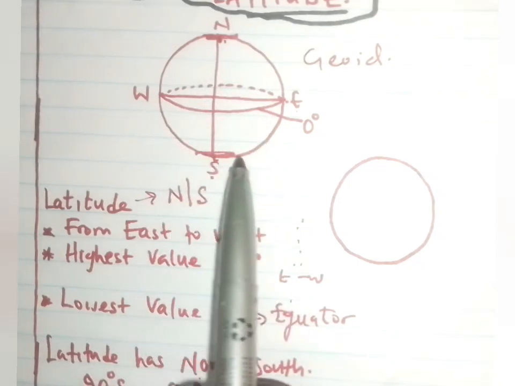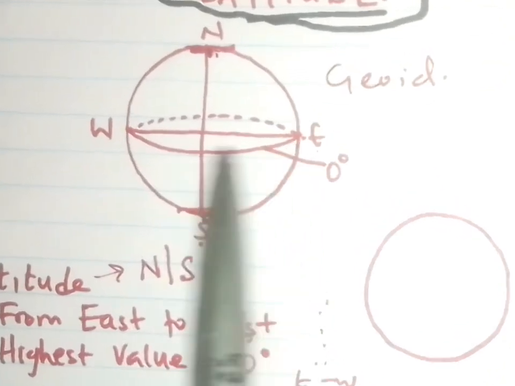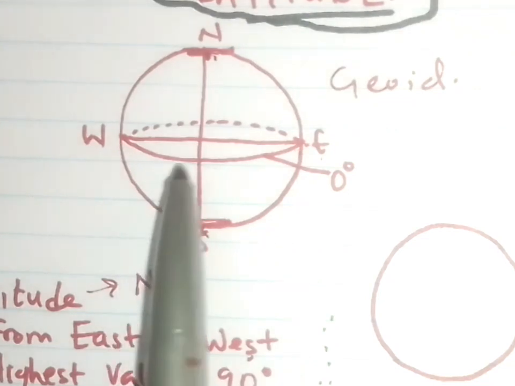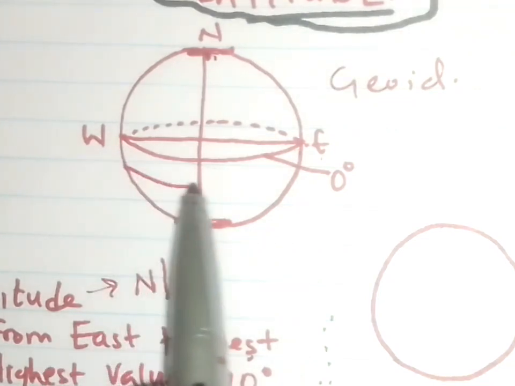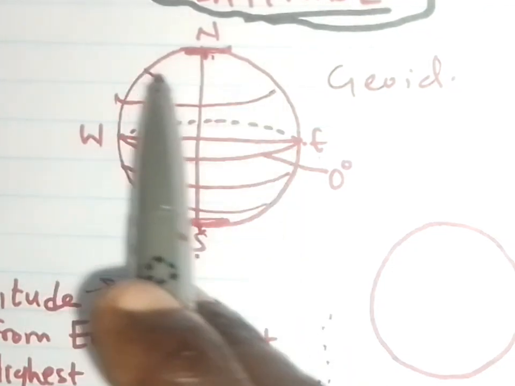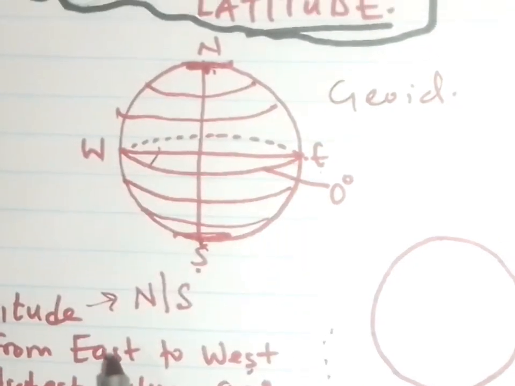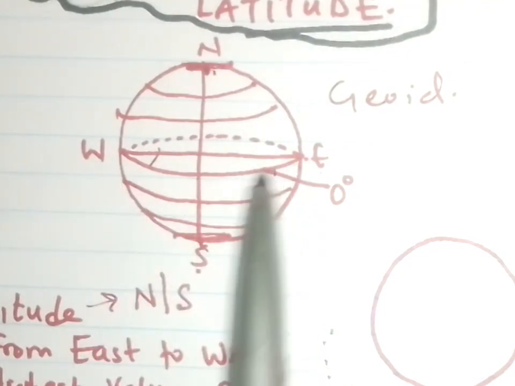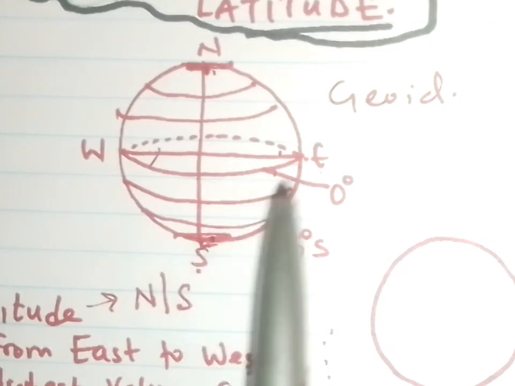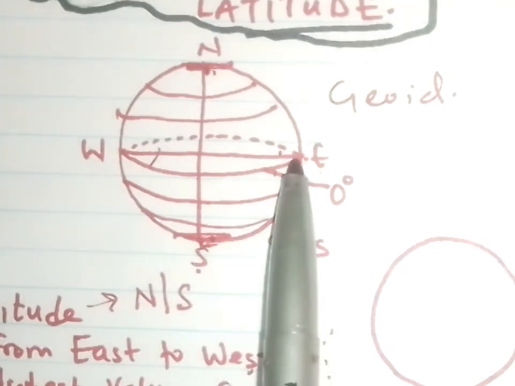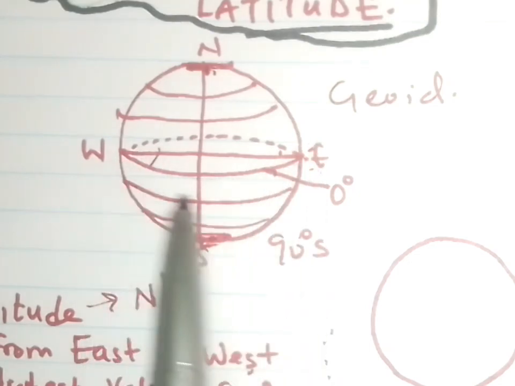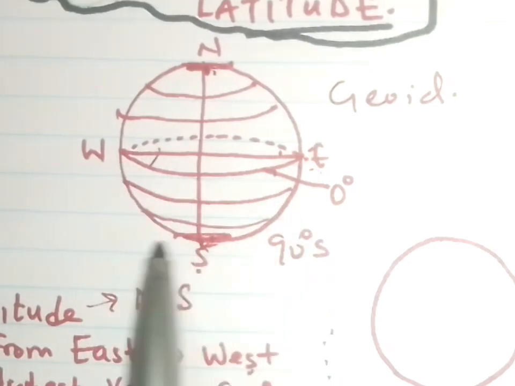Now let's take an example. This is 0 degrees here, which is the equator. From this 0 degrees, if you want to draw another angle, it goes down like this, with a U shape. This is 0 degrees, and this is 90 degrees south at the bottom part here. So it's increasing downwards when you're coming towards the south. You have 0 degrees, maybe 20, 30, 40, 50 degrees, until you get to 90 degrees.